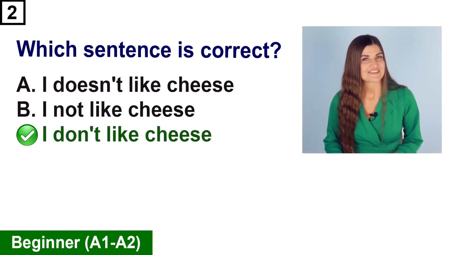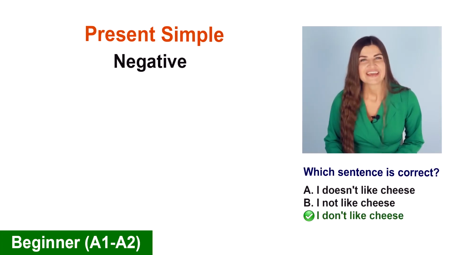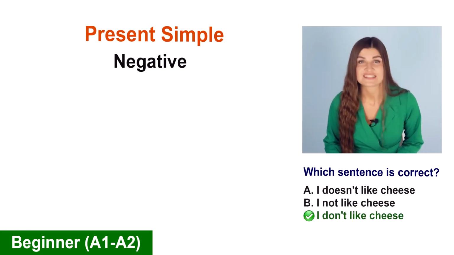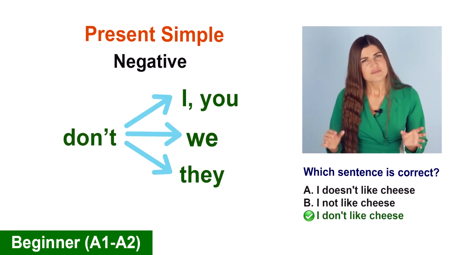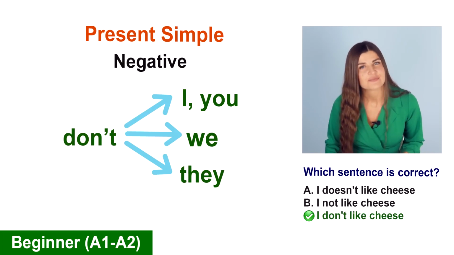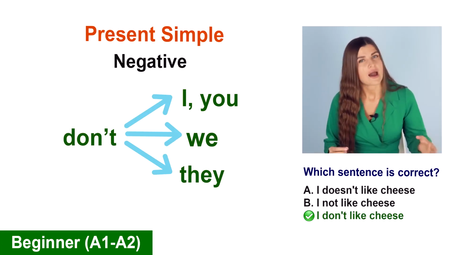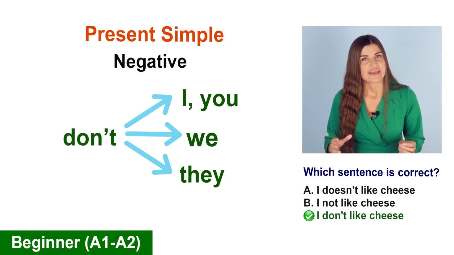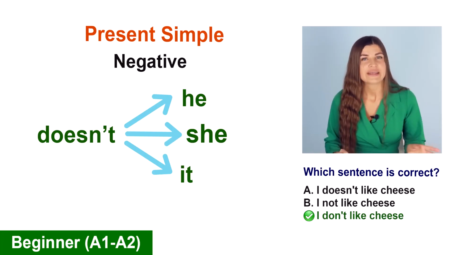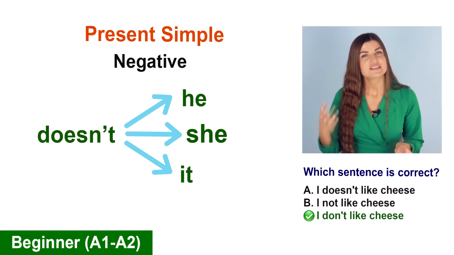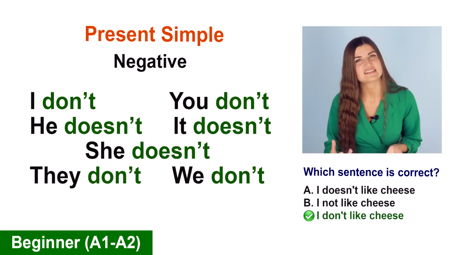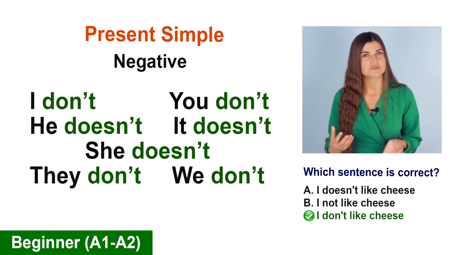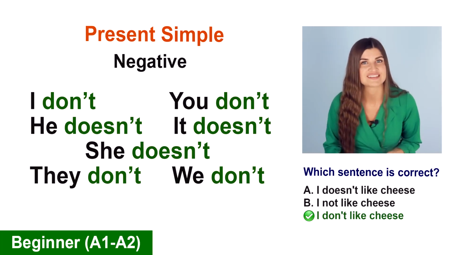The correct answer is I don't like cheese. But why? Again, this is the present simple tense, but it's a negative form. To make a simple present sentence negative, we use don't for I, you, we, and they, and doesn't for he, she, it. So I don't, you don't, he doesn't, she doesn't, it doesn't, you don't, they don't, and we don't.